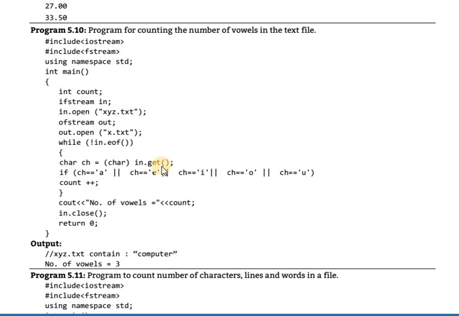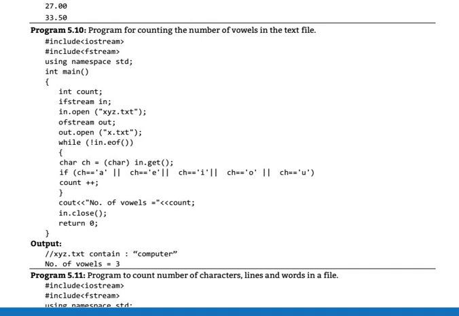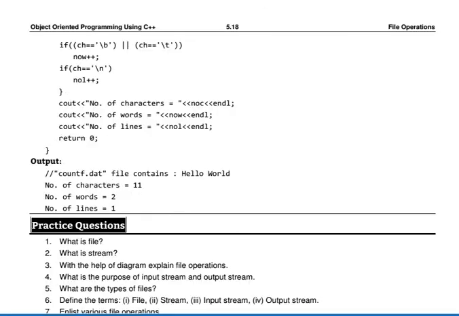So if ch is equal to a, e, i, o, u, these are the vowels. If the character is any of these five vowels, then count will be incremented by 1. So after completion of the end of the file, we will get the count of the vowels present in the text file.